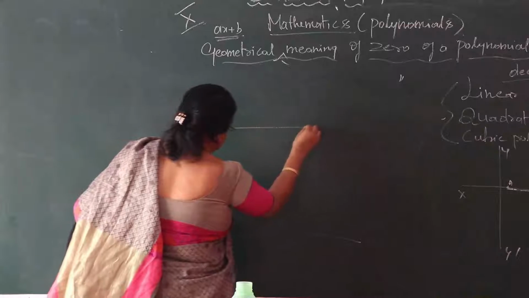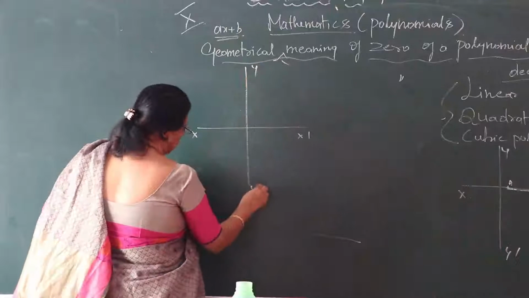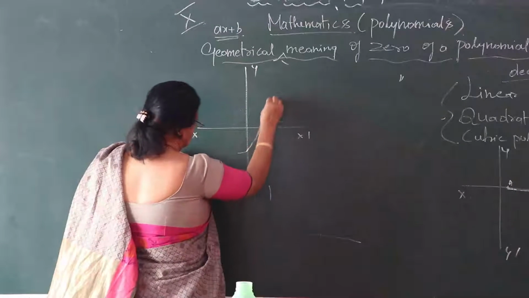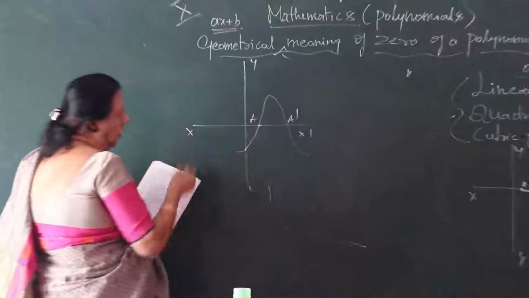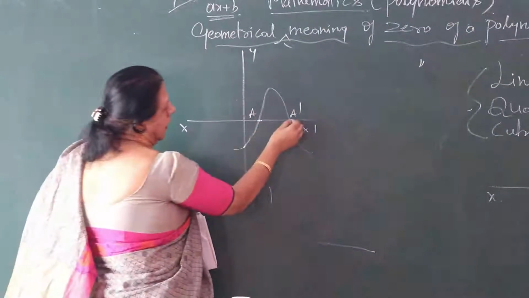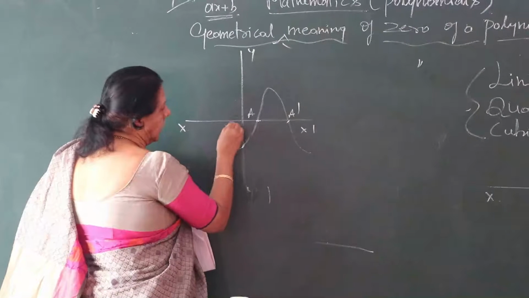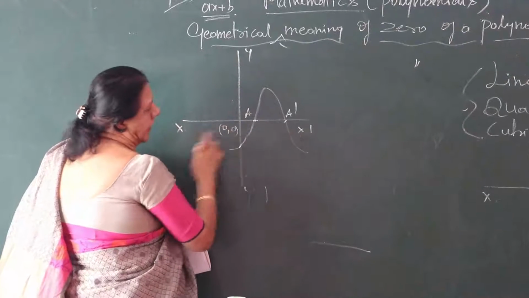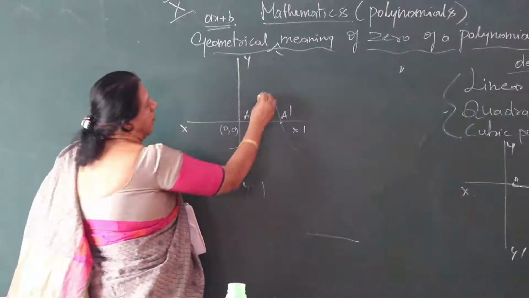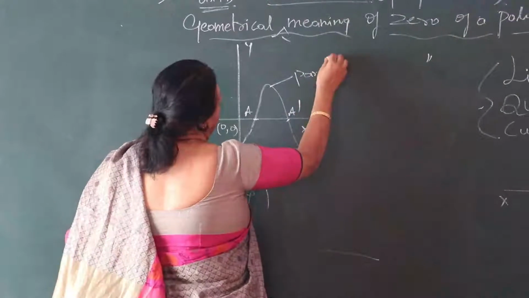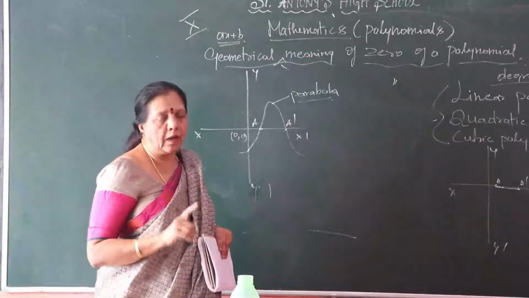Look at the board. This is the x-axis, children. This is the y-axis. X dash, y dash. See, the graph you are getting is like this. This is A, this is A dash. This is a quadratic polynomial. There are 2 points, 2 zeros. These are 0 coordinates on the x-axis. There are 2 zeros, children, A and A dash. This is a parabola. What is this, children? Parabola.